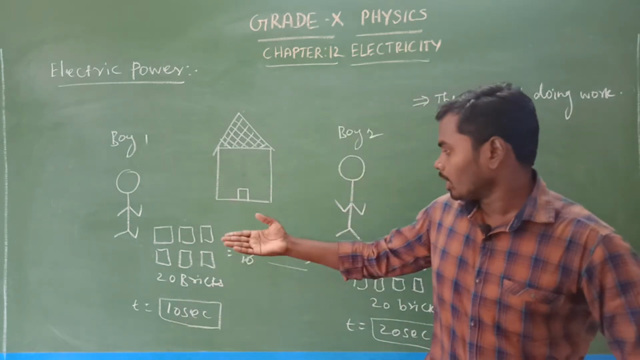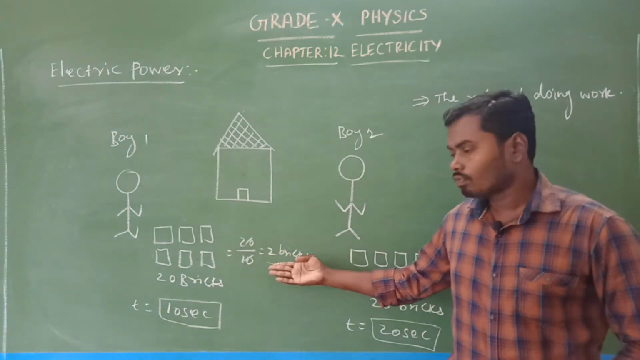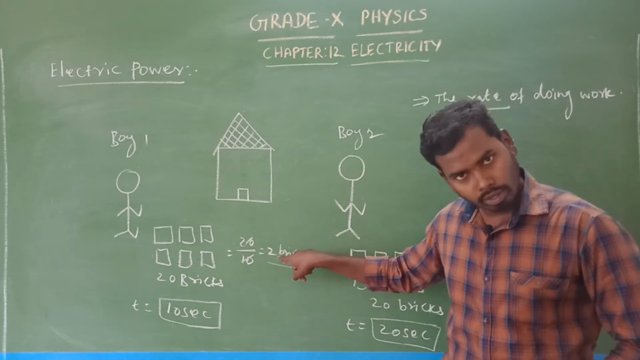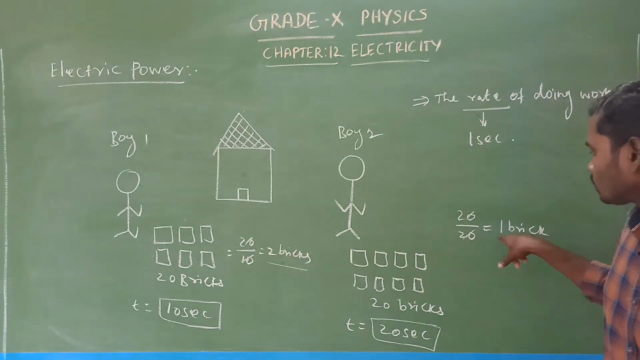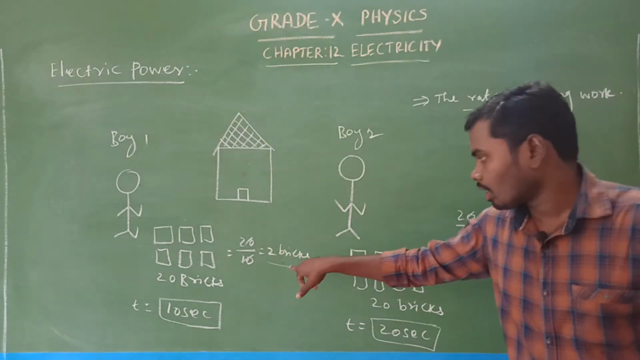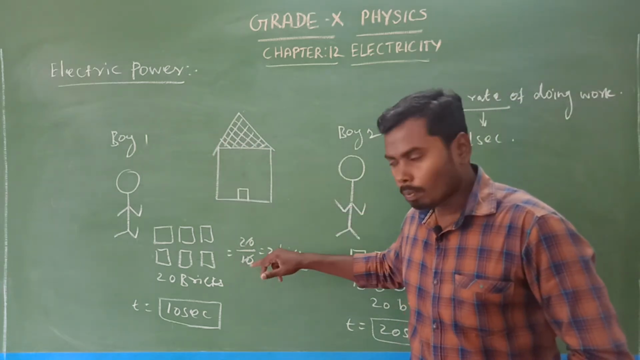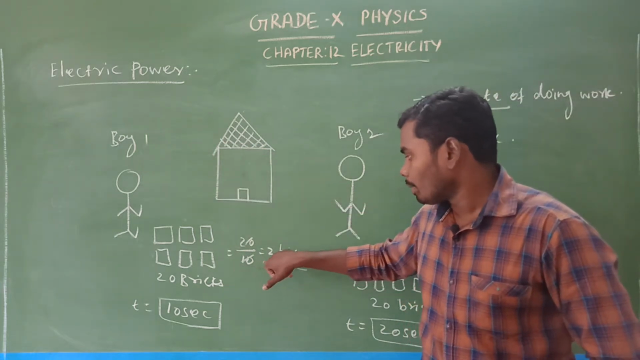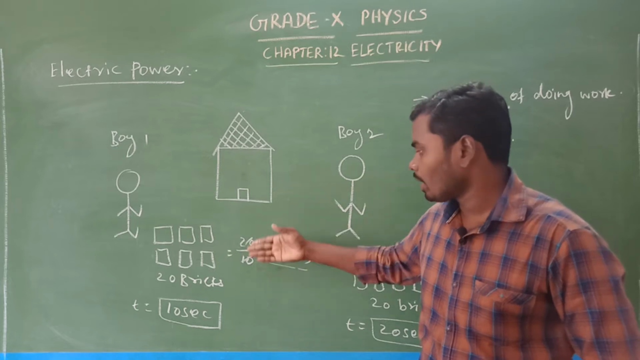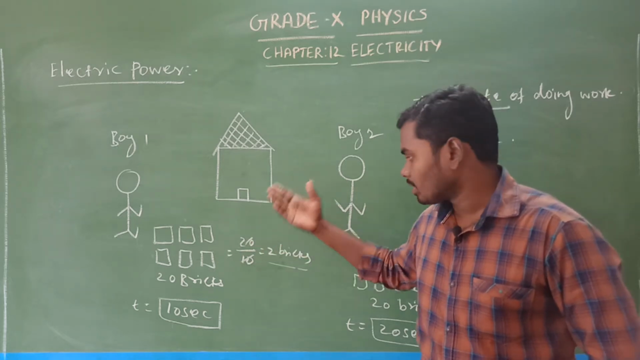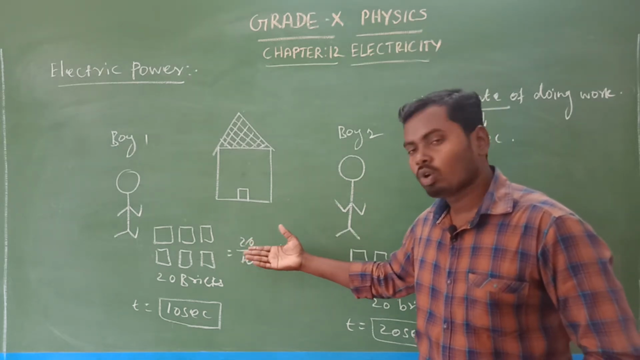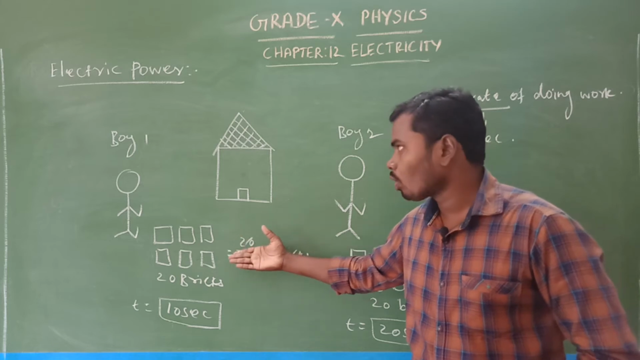So here per second, the number of bricks kept by boy 1 is 2 and by boy 2 is 1. So obviously this is the larger number and this is the smaller number, so boy 1 has more power. So per second, the number of bricks kept by boy 1 is more, which means per second the amount of work done by boy 1 is more.